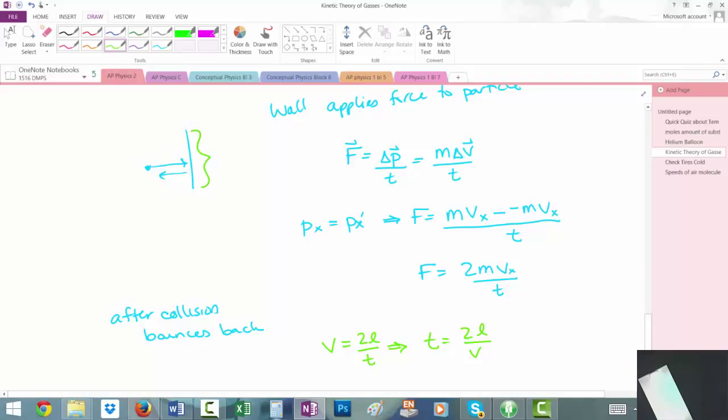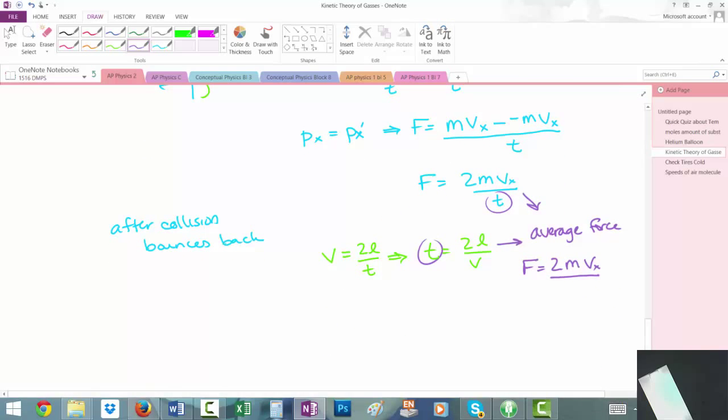And then one more thing, and then I'll pause here. I've got a T down here, and I've got a T here, and I'm going to put those two T's together. So I can say that the average force from one particle is going to be equal to 2m Vx divided by 2L over V, that velocity that it has. And simplifying that, I get what?